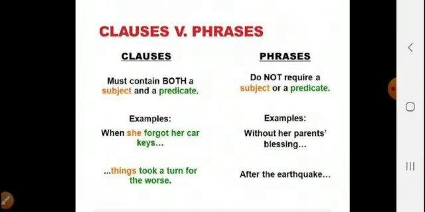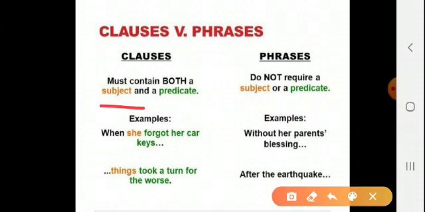So this was our chapter. So we can conclude that clauses must contain both a subject and predicate. Whereas phrases do not require subject and predicate because they are incomplete sentences. For example, "when she forgot her car keys," or whatever we want to add in it, we can add. So if we separate, she forgot her car keys.